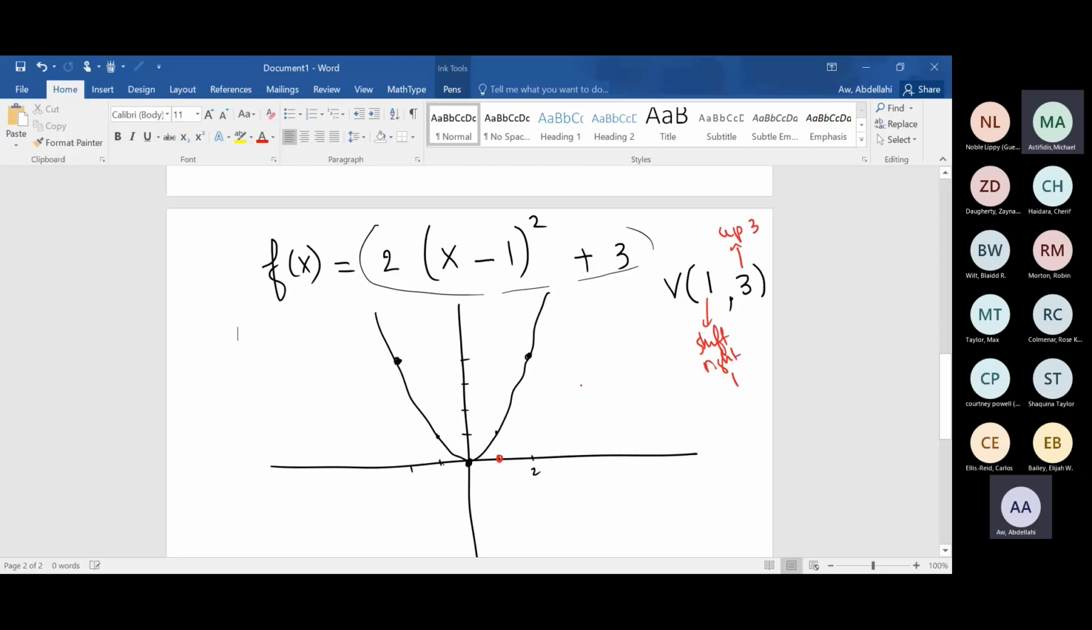Up 3. You see, and then I go up 3. 1 here, 1, 2, 3. This is going to be my new vertex. Okay? My new parabola here is shifted 1 to the right and 3 up. Everybody shifts 1 right, 3 up.